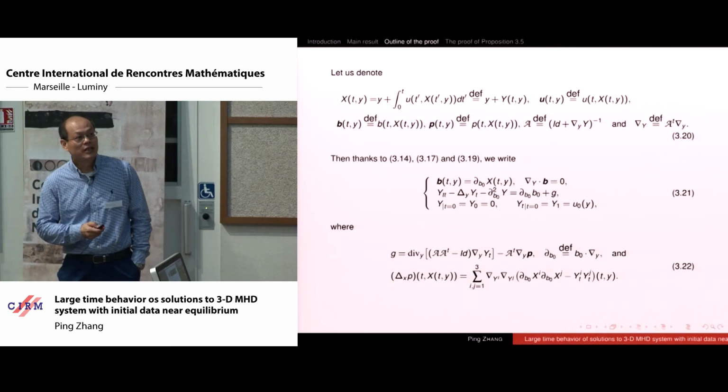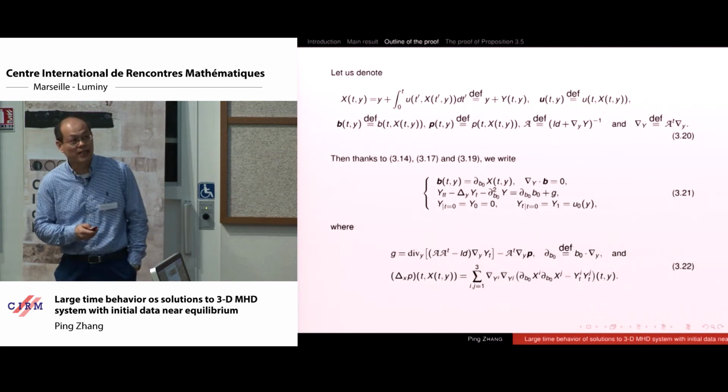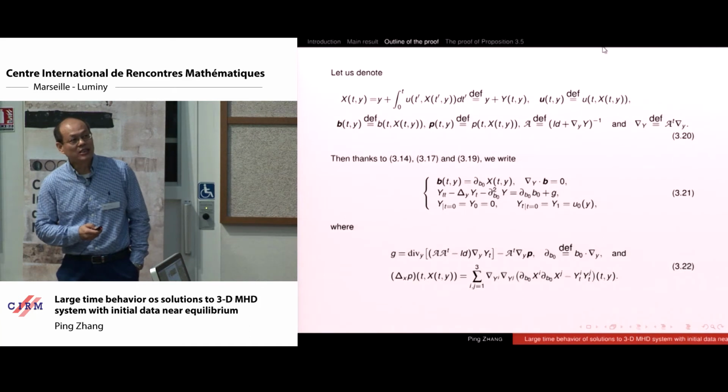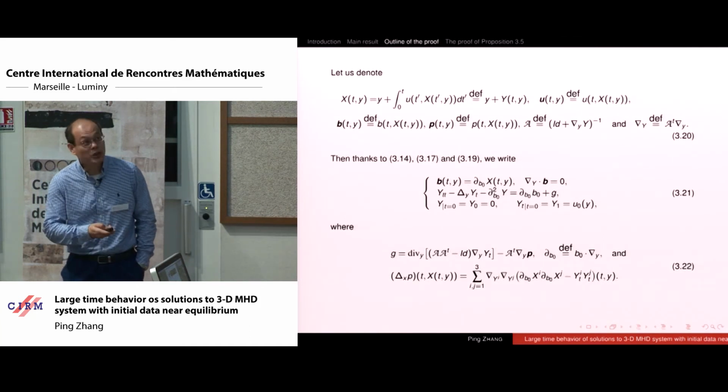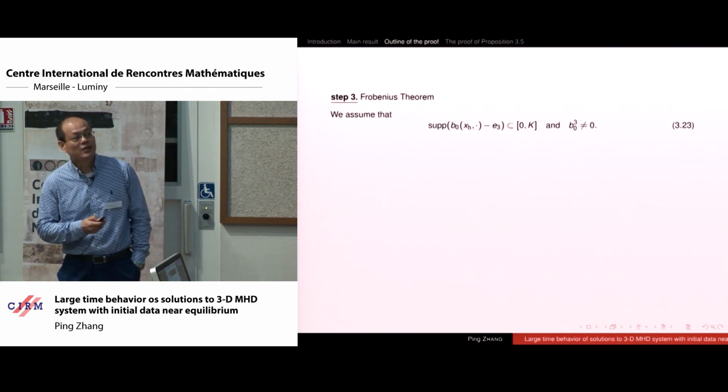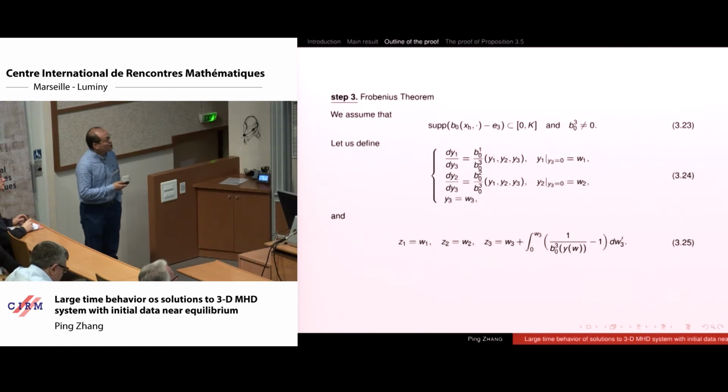Although B0 is sufficiently close to, say, e3, you cannot replace this term by partial y3 squared of Y and take the remaining terms to the right-hand side. If you do like this, you cannot control the remaining terms on the right-hand side. So in order to handle this difficulty, we use an argument of Frobenius type theorem. In order to do this, we make this technical assumption, like with x3, we have compact support properties between B0 and e3.